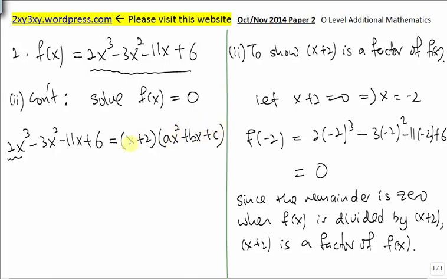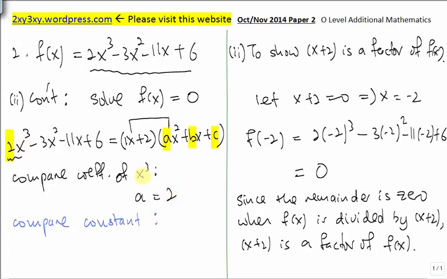Ax squared multiplied by x will give us the highest power, x cubed. Now we need to find the values of a, b, and c before we can factorize this quadratic expression. To find a, let's compare the coefficient of x cubed. The coefficient of x cubed will be the highest power in this term multiplied by the highest power in this term, so 1 multiplied by a will be just a, and it is equal to this coefficient here. So we know that a equals 2.